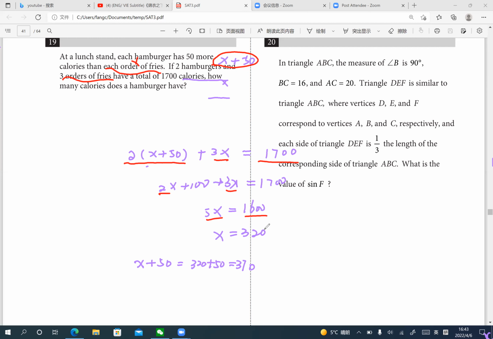And the 320 calories is the calories of each order of fries. But the question is, how many calories does a hamburger have? We use x plus 50 to represent the calories of each hamburger. So x plus 50 equals 320 plus 50 equals 370. So question 19, each hamburger has 370 calories.